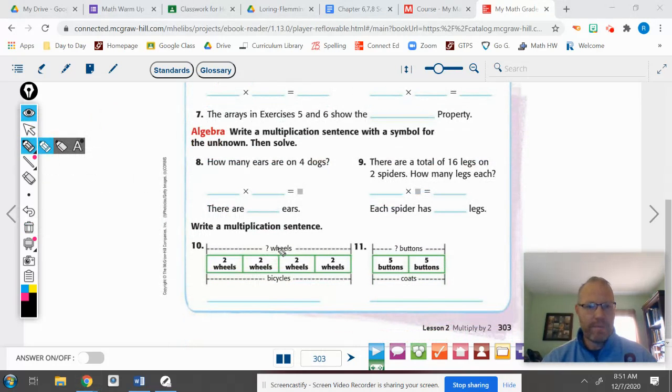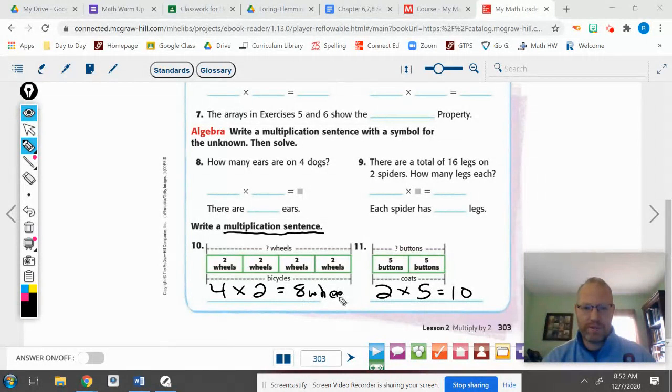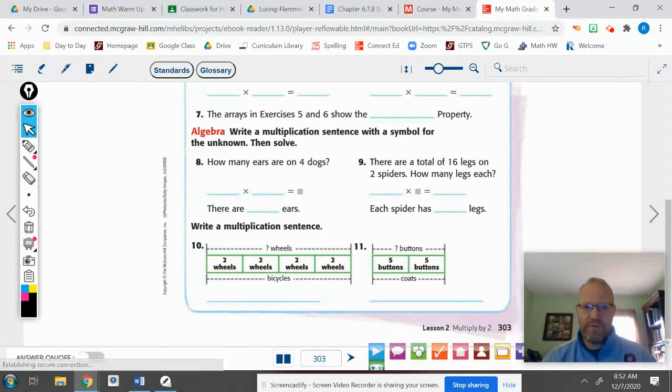Moving on. Number 10. Write the multiplication sentence. So the multiplication sentence looks like this, except you're going to put your answer. So we have 4 groups of 2, which is 8. Here we have 2 groups of 5 equals 10. Now don't forget, we have 8 wheels. We have 10 buttons. If you didn't put those things, go back and check it out, put them in, and let's move on to page 304.